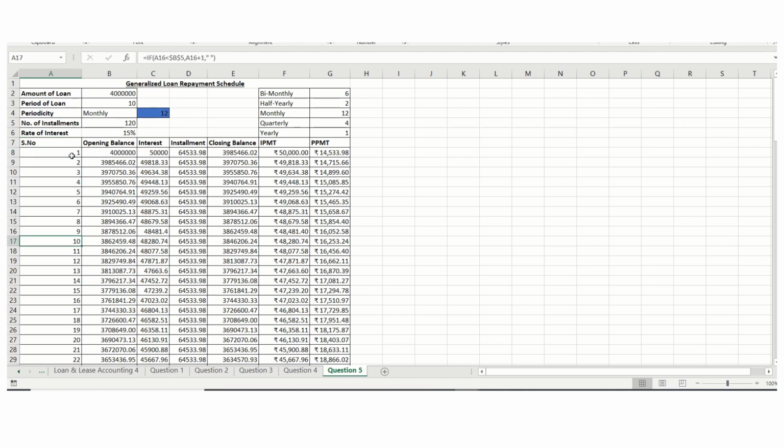ठीक है? So for the questions 1 to 5, I did not use if and count function. It is for you to use it by yourself. I do not want to waste time on that.